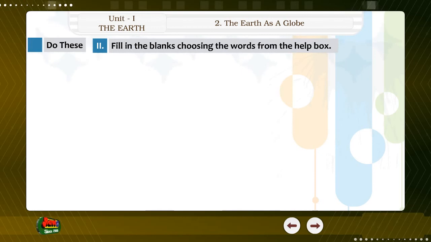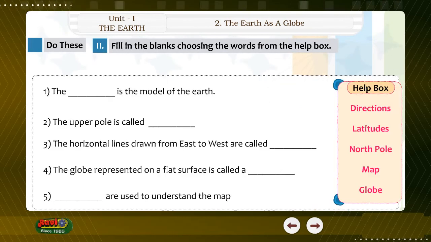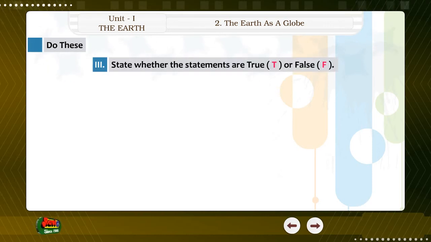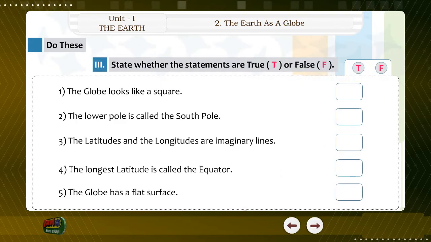2. Fill in the blanks choosing the words from the help box. Conceptual understanding. 3. State whether the statements are true T or false F. Conceptual understanding.